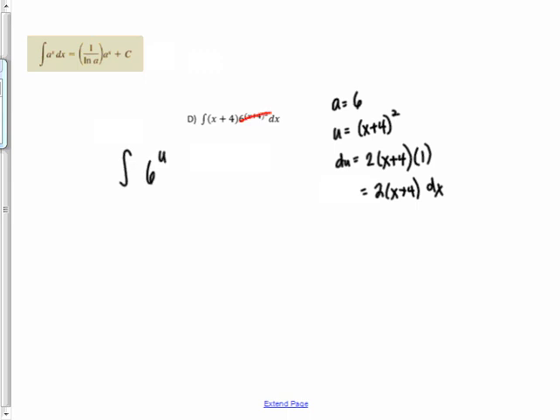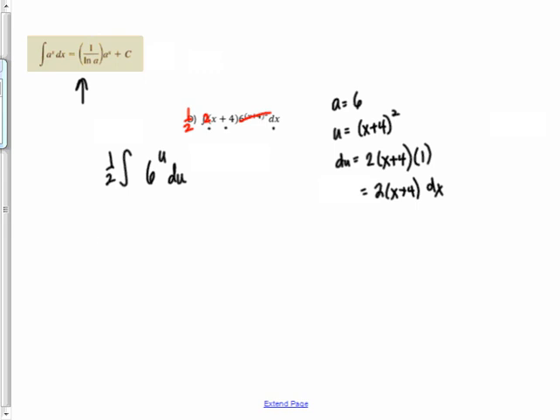So that's coming out. Now I need 2 times x plus 4 dx, and I just have x plus 4 dx. So if I need to multiply by that 2, I cancel it with the 1/2. So then the 1/2 comes down, and now I've got 2 times x plus 4 dx is just du.